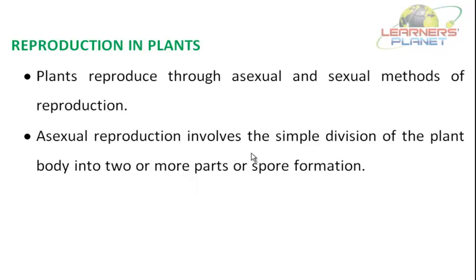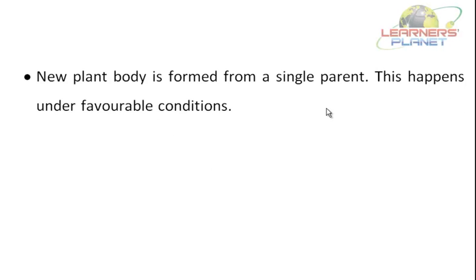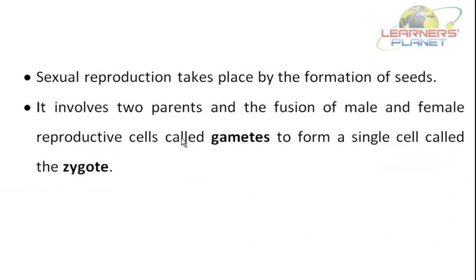Yes, asexual reproduction involves the simple division of the plant body into two or more parts or spore formation. Secondly, a new plant body is formed from a single parent, and this happens under favorable conditions. While on the other side, sexual reproduction takes place by the formation of seeds, and it involves two parents and the fusion of male and female reproductive cells called gametes to form a single cell called the zygote. So this happens in sexual reproduction.